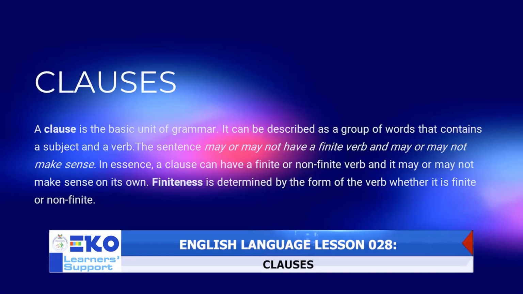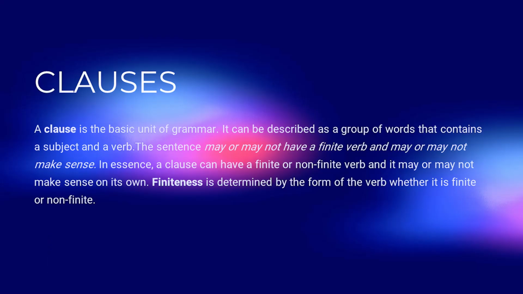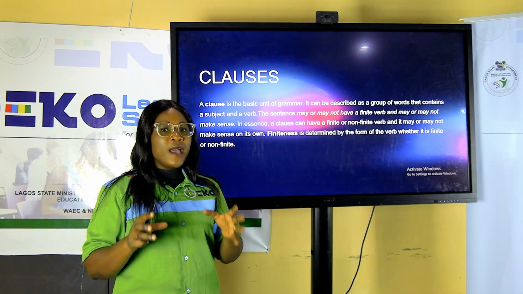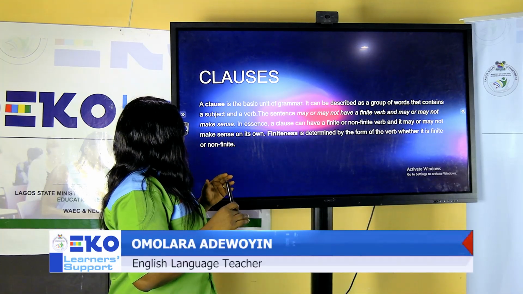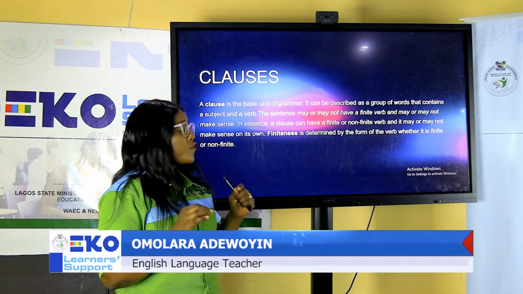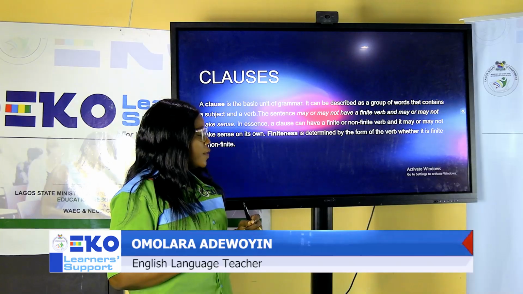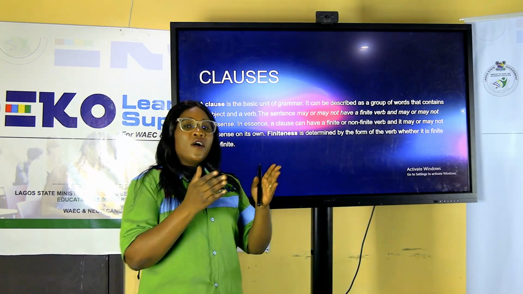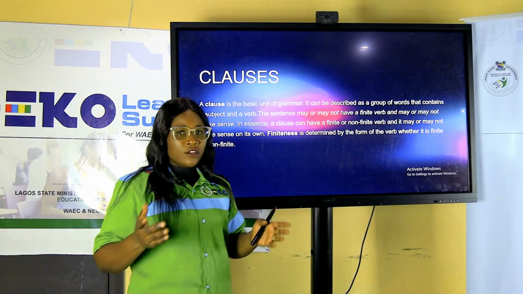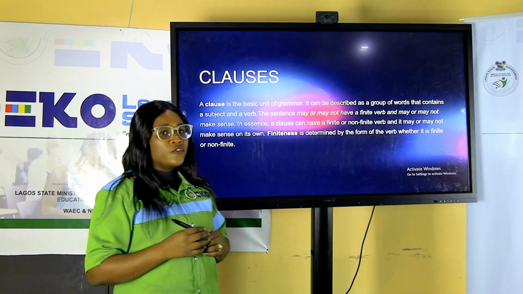It can be described as a group of words that contain a subject and a verb. The clause may or may not have a finite verb and may or may not make sense. Remember, we're looking at clauses. In essence, a clause can have a finite or non-finite verb, which means it may make sense in the case of a finite verb and it may not make sense in the case of a non-finite verb.